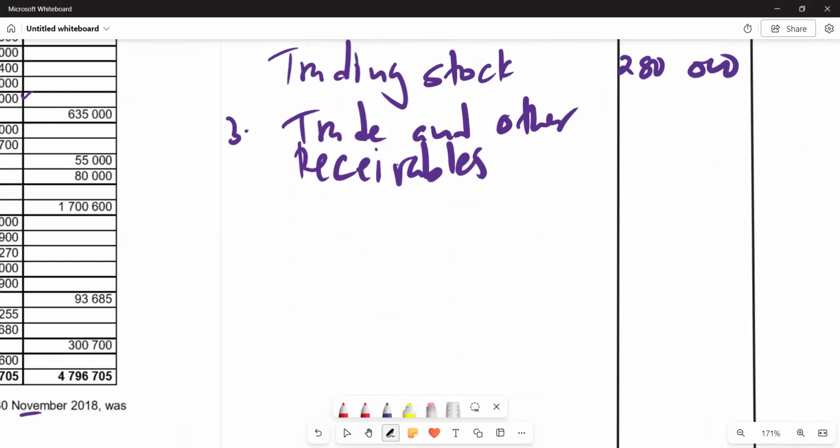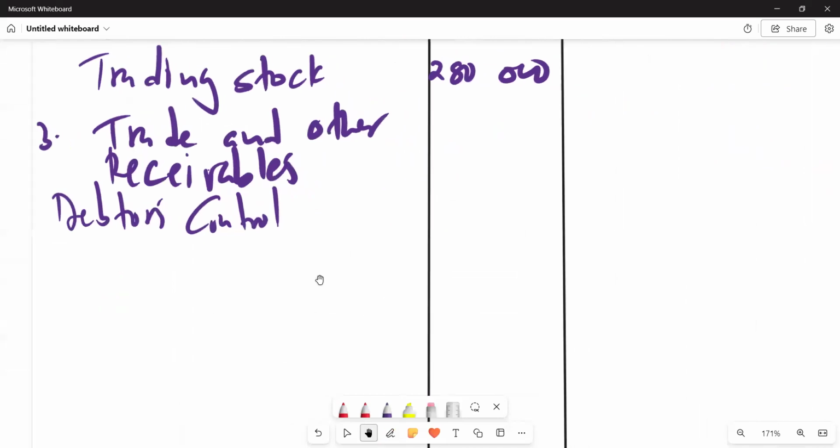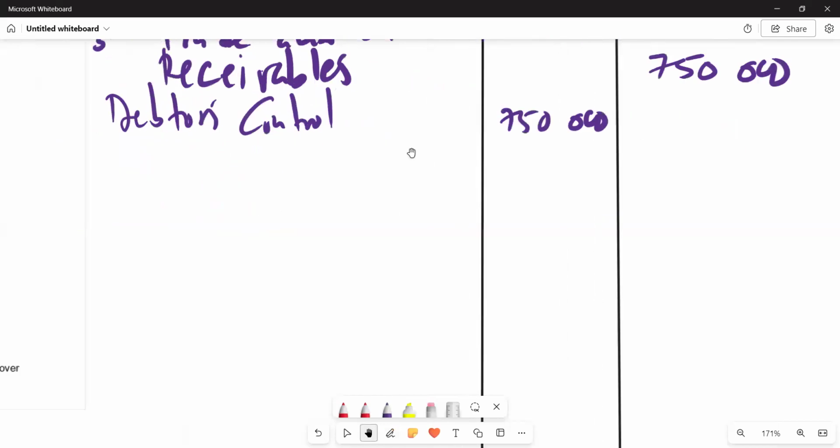So here we are saying debtors control. So for debtors control, the figure that we have is 750,000. So we are saying 750,000, and it's also going to represent our total for trade and other receivables, because we only have one trade and other receivables, 750,000. And enough on the trade and other receivables. We can move on to the next. We have now cash and cash equivalents.